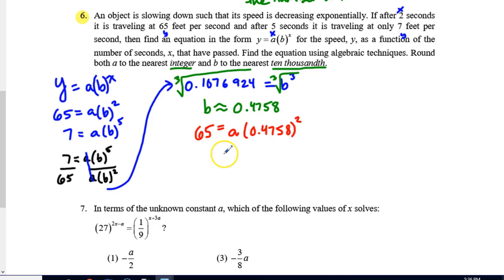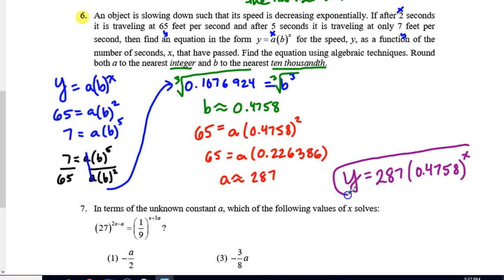Turns out when I do that, on the right side, that number squared is 0.226386. Again, I'm not trying to shortchange any of these numbers. Keep as much precision as possible all the way through and just round your final answer. So when we divide, I get an A value. That's about 287. So let's write that in a final form.